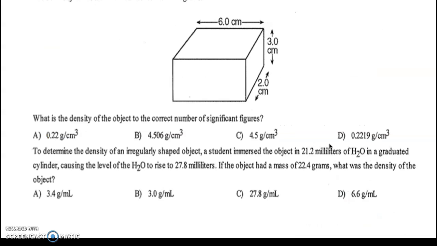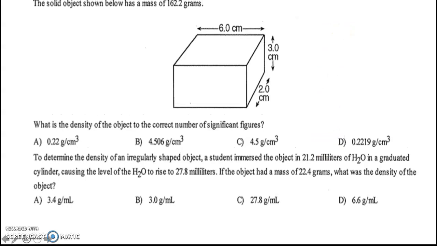So now we have a couple of example problems. Our first example problem says the solid object shown below has a mass of 162.2 grams. And then it gives us the dimensions: the length, the width, and the height. What is the density of the object to the correct number of significant figures?